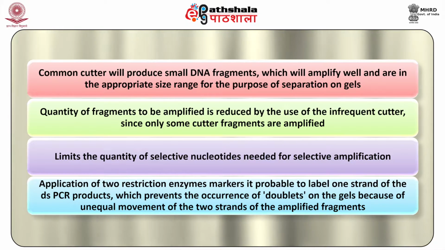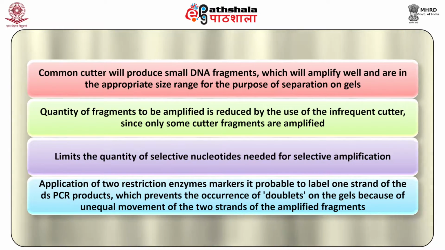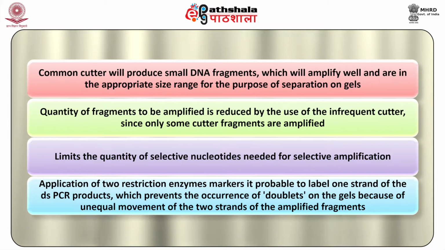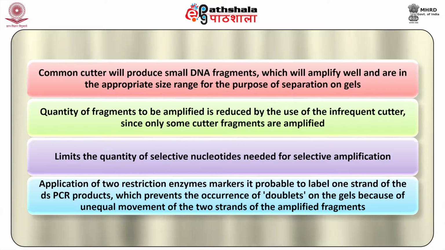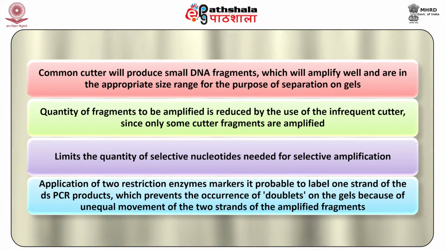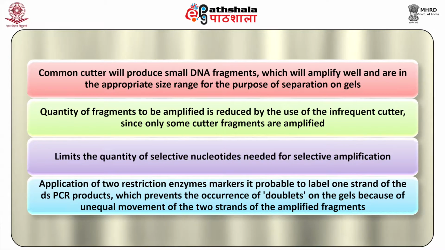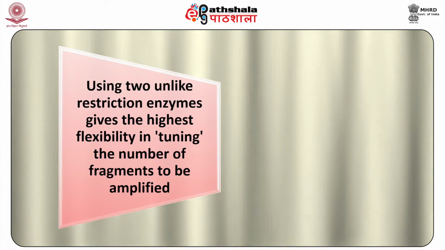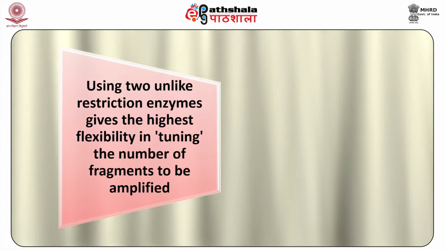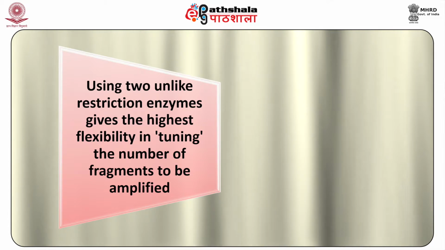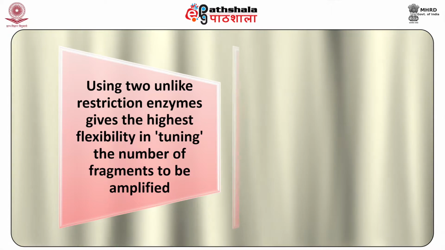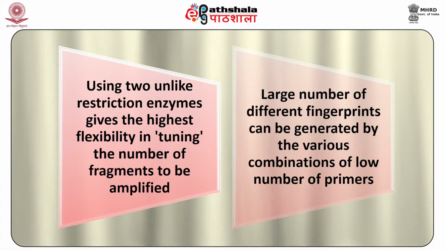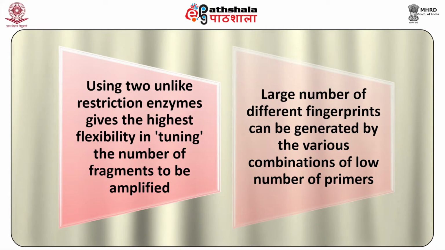Number 3, the application of two restriction enzyme markers makes it possible to label one strand of the DS-PCR products, which prevents the occurrence of doublets on the gels because of unequal movement of the two strands of the amplified fragments. Number 4, using two unlike restriction enzymes gives the highest flexibility in tuning the number of fragments to be amplified. Number 5, a large number of different fingerprints can be generated by the various combinations of a low number of primers.